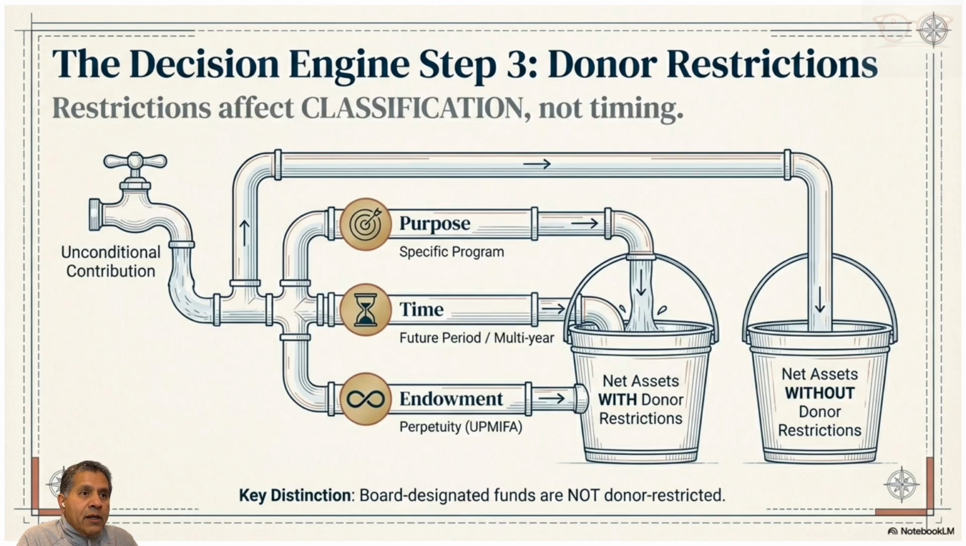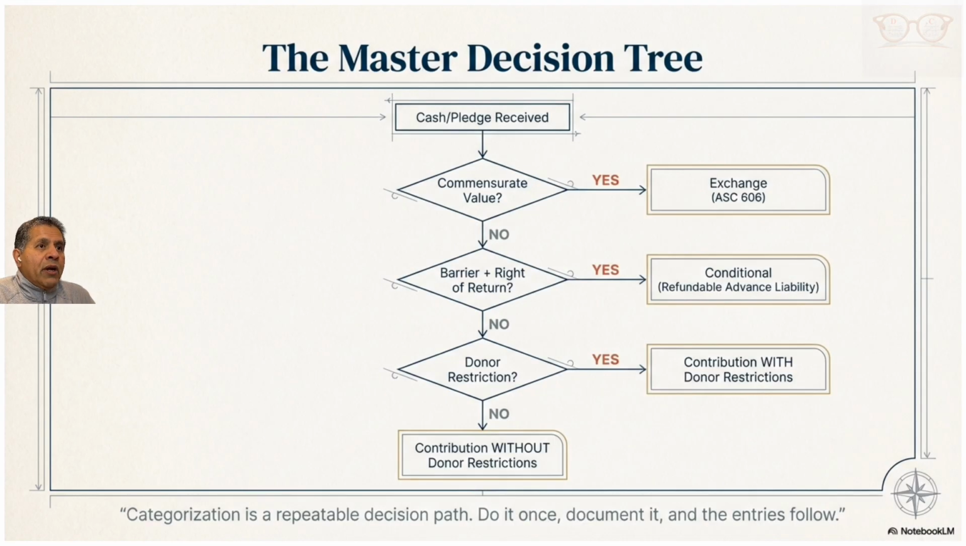If a grant is unconditional but restricted, you still recognize revenue immediately. But you put it with donor restrictions bucket. We'll cover this in an upcoming video in more detail. If we put it all together, we get this master decision tree. It's a good place to stop the video and do a screen grab.